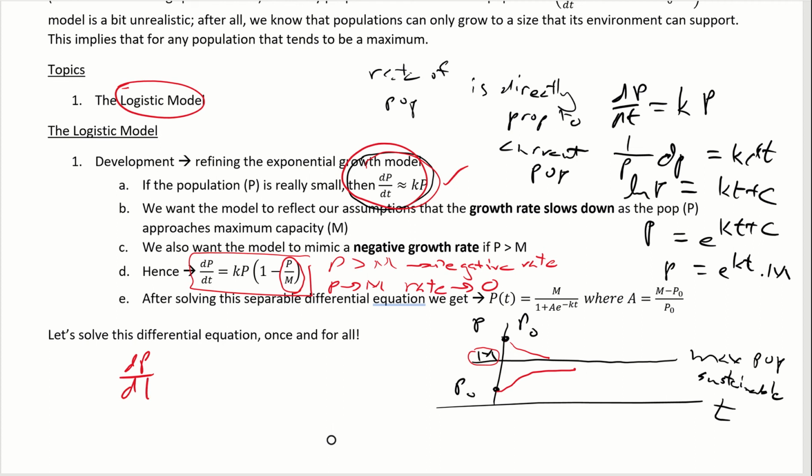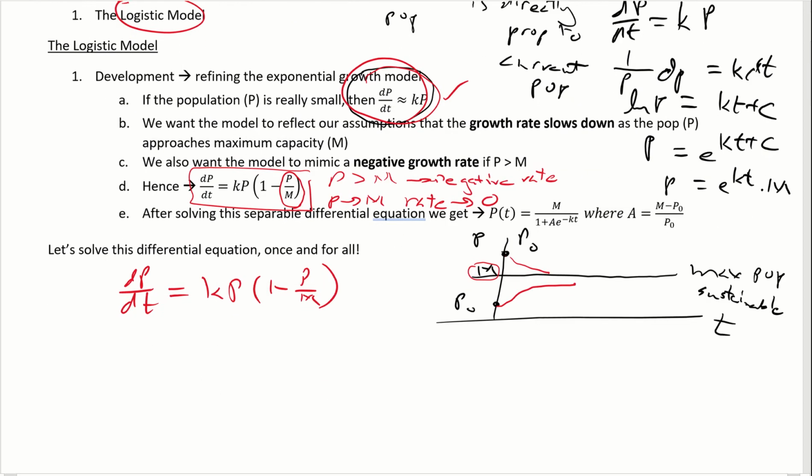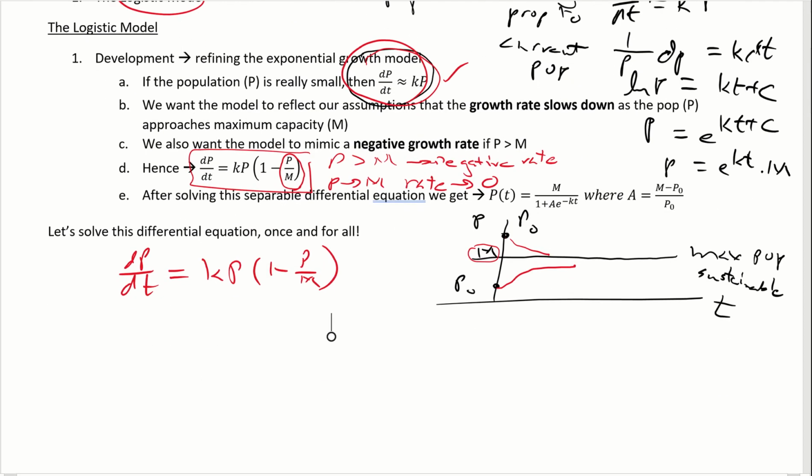dP/dt is equal to kP times 1 minus P over M. I might shorten this, that is to say, not do the complete development of the model, and just give it to you and show you how to do the problems. But it's interesting to see that this can be done using our techniques of solving differential equations. Again, this is separable, just like the previous one.